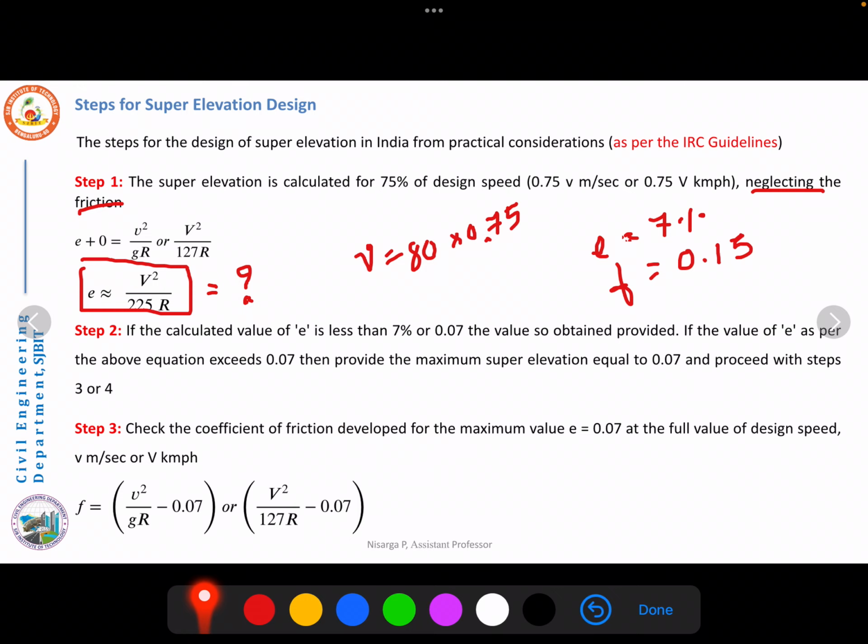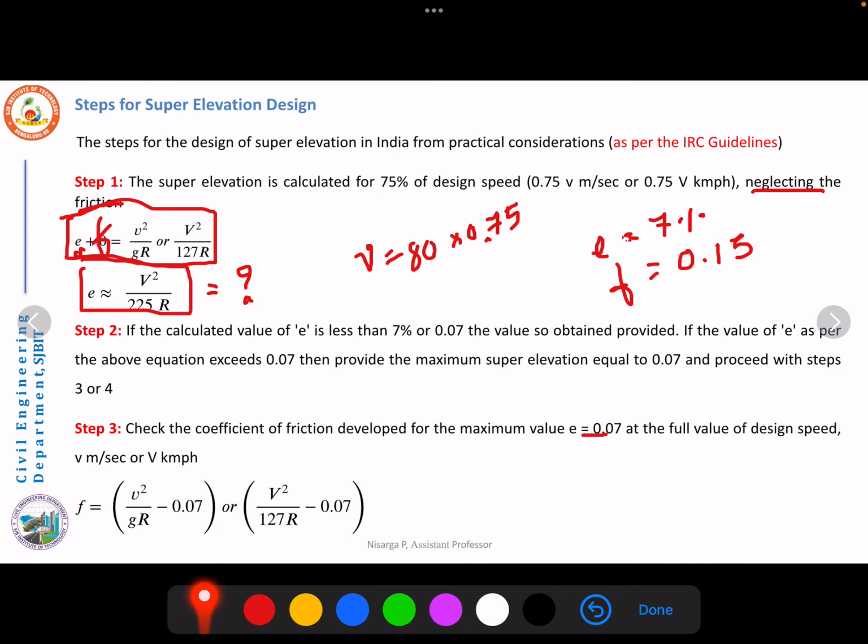Now in the third step, from the previous superelevation expression, substitute e plus f equal to V square by gR. In this expression, substitute the value of e as 0.07, because in the previous step we restricted the superelevation value to 0.07. So we are substituting e equal to 0.07 in the equation and finding out the lateral friction value developed.